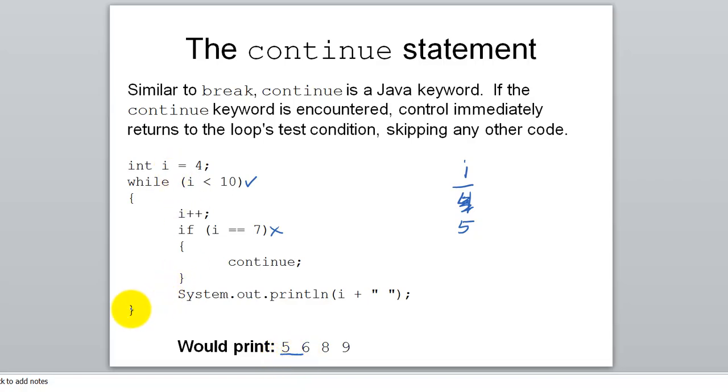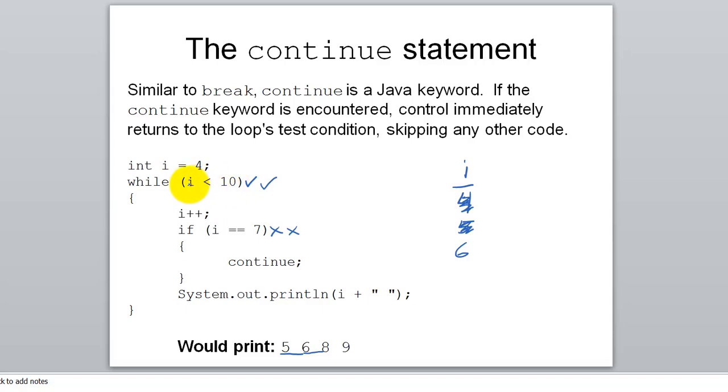Then we're at the end of our loop, and we go back up. Is I still less than 10? Well, yeah, it's 5. So we're going to run this loop again. I increments, becomes 6. If I is equal to 7, well, that is not true. So we go down here. We print I and a space. Current value is 6, so we print that 6 and the space. And we're at the end of it, so we go back up here.